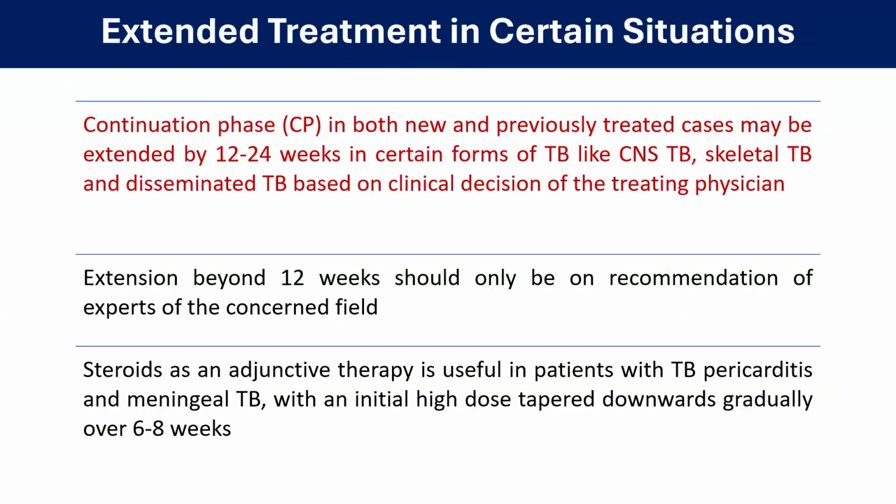Sometimes the TB treatment might be extended in certain situations. The continuation phase will be extended by 12 to 14 weeks in certain forms like CNS TB, skeletal TB and disseminated TB, based on the clinical discretion of the treating physician. It will be extended beyond 12 weeks only based on the experts of the concerned field, so the decision will be taken at that level. In case the treatment needs to be extended, a recommendation from the higher authorities of the TB program has to be taken and then considered. And steroids as an adjunctive therapy are useful in patients with TB pericarditis or meningeal TB, with an initial high dose which will be tapered gradually over 6 to 8 weeks.